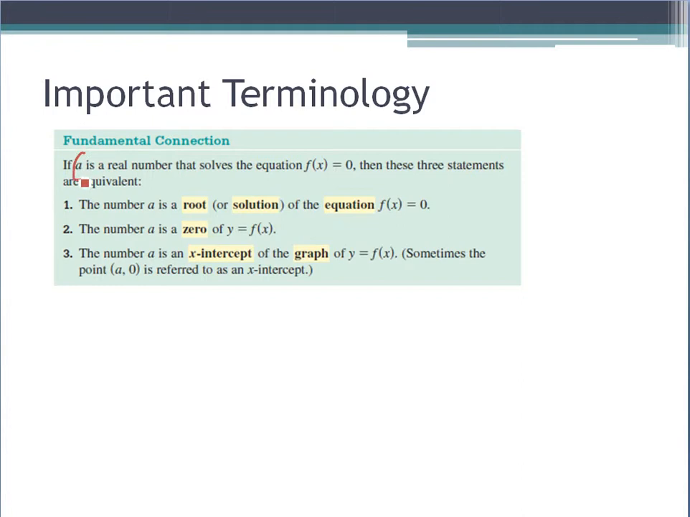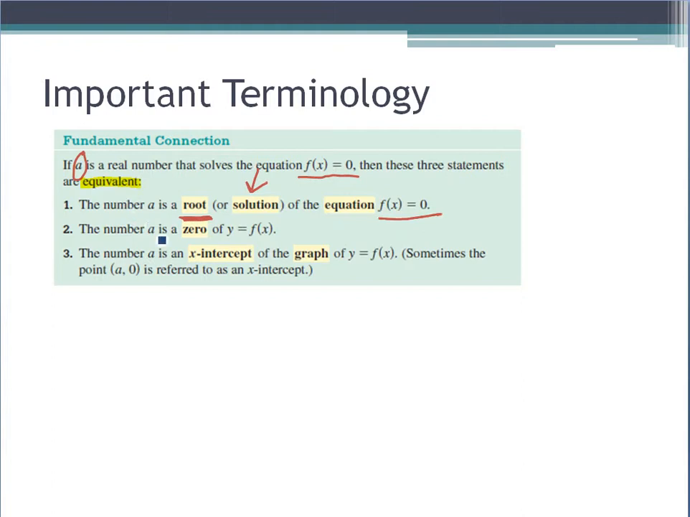If a is a real number that solves the equation f of x equals 0, then these three statements are equivalent. The first: the number a is a root, we use this word root, of the equation f of x equals 0. Another word for that is solution. So a root is another word for a solution to an equation that is equal to 0, where we have an equal to 0 involved.